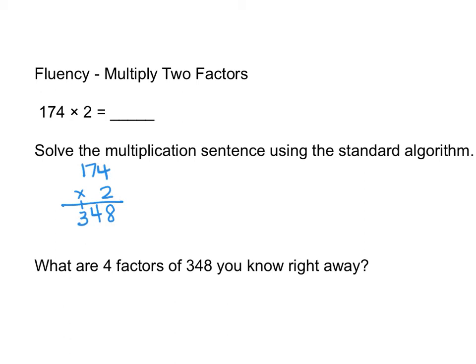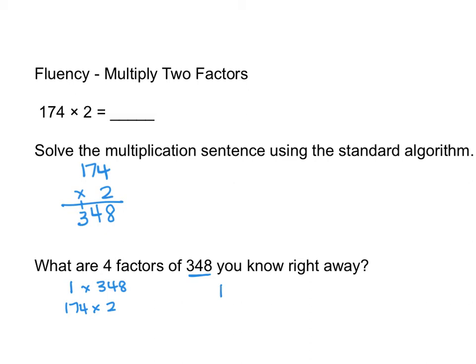So we know that 174 times 2 is 348. So right away, when we're asking what are 4 factors of 348 that we already know, well, we know 4 factors. We know that 1 times 348 is equal to 348. So those are 2 factors. And we know that 174 times 2 equals 348.